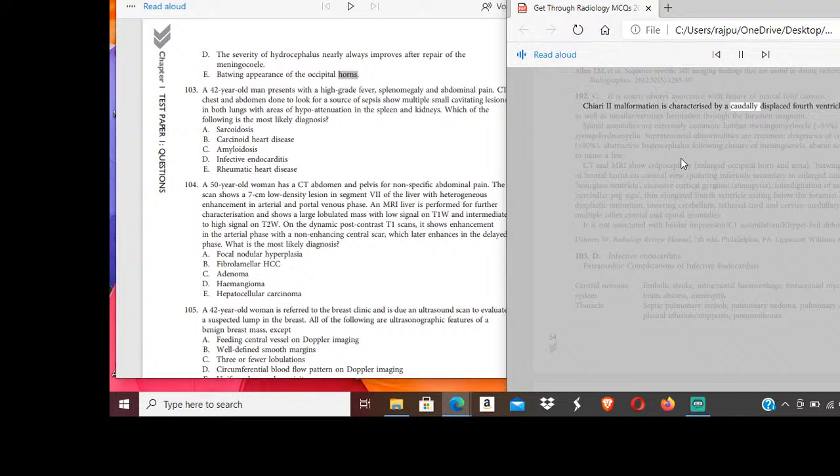Chiari-2 malformation is characterized by a caudally displaced fourth ventricle and brain stem, as well as tonsillar/vermian herniation through the foramen magnum. Spinal anomalies are extremely common: lumbar meningomyelocele, 95%, and syringohydromyelia. Supratentorial abnormalities are common: dysgenesis of corpus callosum, 80%, obstructive hydrocephalus following closure of meningocele, absent septum pellucidum, to name a few.